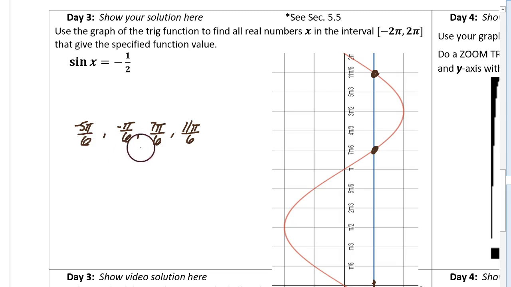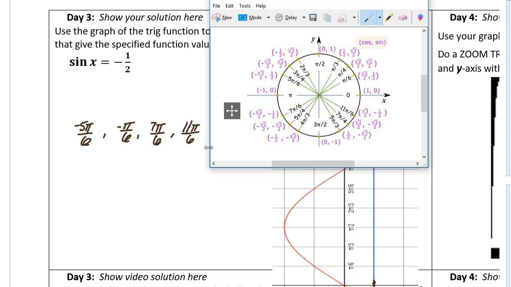So at these 4 values for x, the sine of those angles is negative 1/2. And that can be confirmed on a unit circle. For example, 7 pi over 6 radians, which is located right here, has a y value of negative 1/2. 11 pi over 6, located right here, also has a y value of negative 1/2.